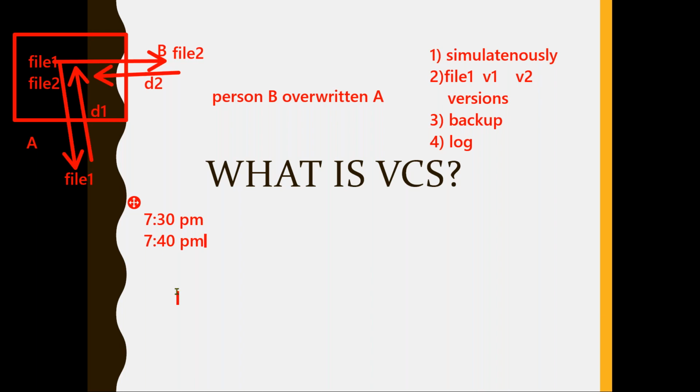We need detailed logging. We need a system which can tell you, okay, person A made some changes at 7:35 p.m. on file 1 on line number 8, right? If you have this kind of detailed logging, you could revert the changes at any point of time. Am I correct? So this is another thing which a version control system can do. Version control systems can maintain this kind of detailed logging, which is very important in reality.